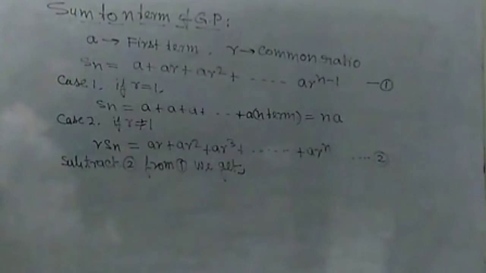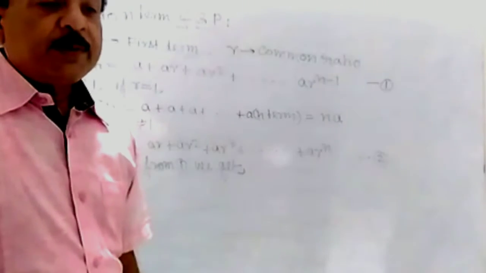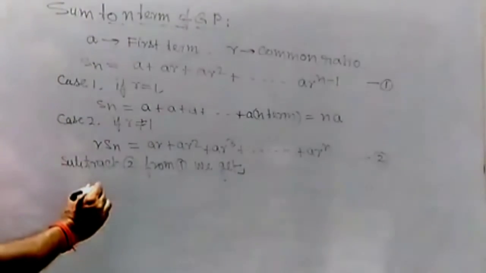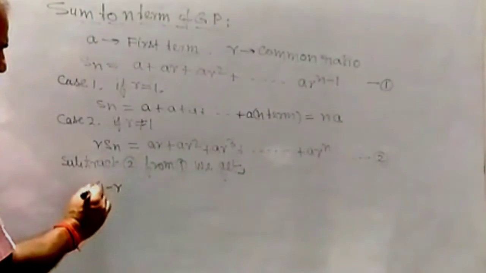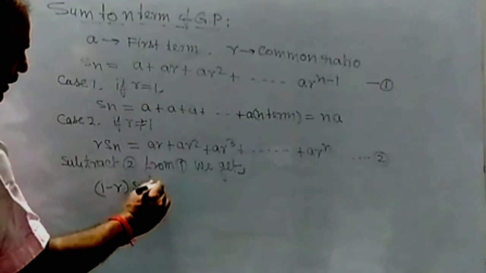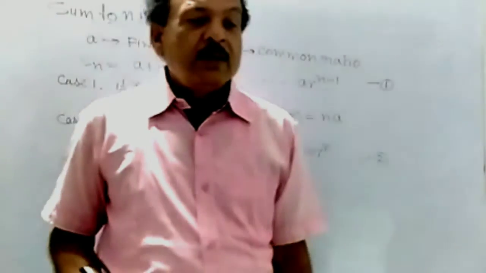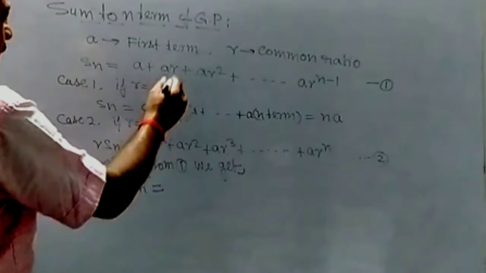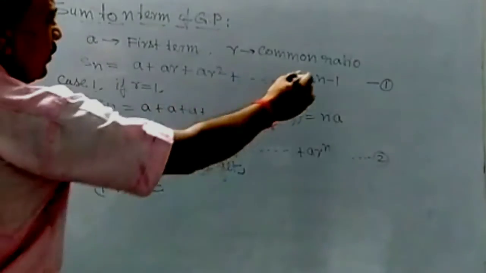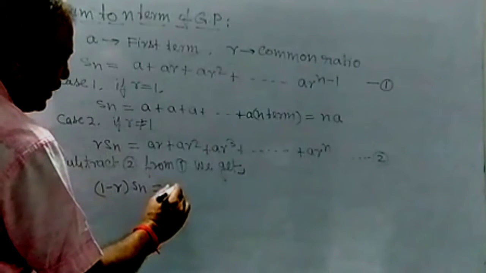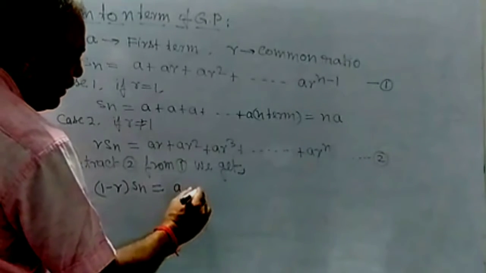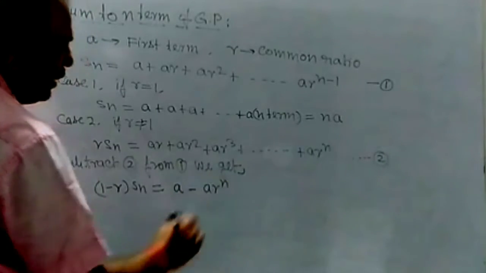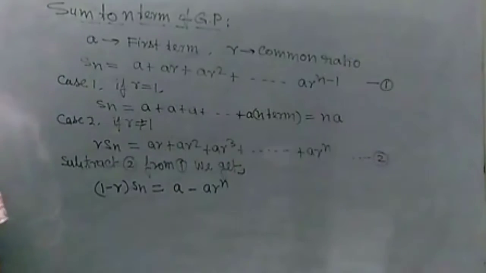Now we subtract the second from the first. We get (1 minus r) Sn. So (1 minus r) Sn will be equal to, now here you see, ar square, ar cube, ar to the power n minus 1, each of them will be cancelled. We get a minus a r to the power n. So we get only these two terms.